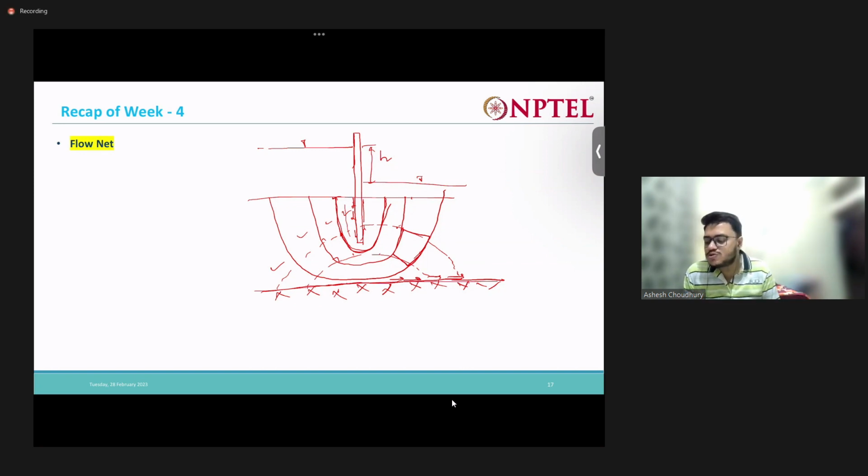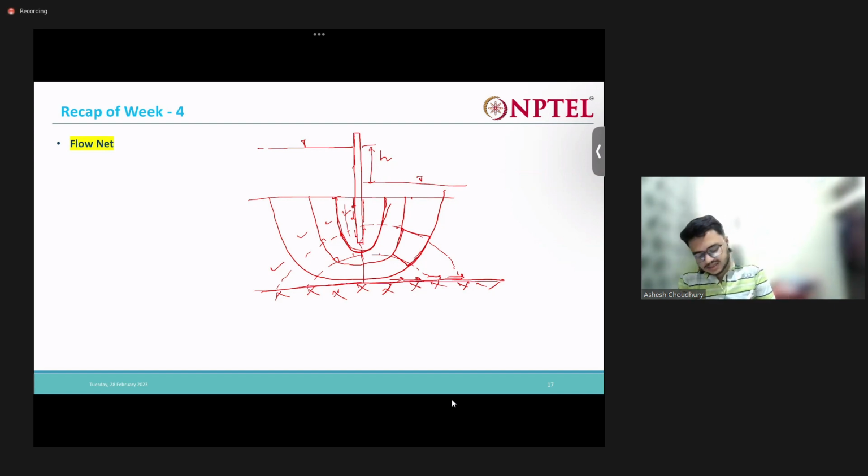So using those we can calculate the total flow, how much water will be flowing. We will be seeing how you can calculate.